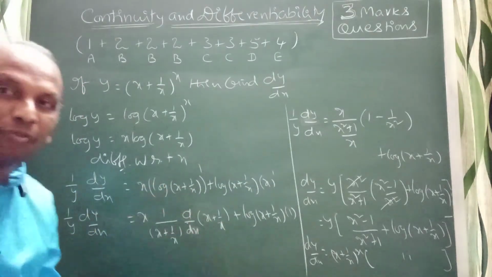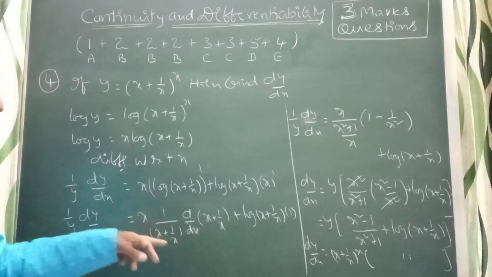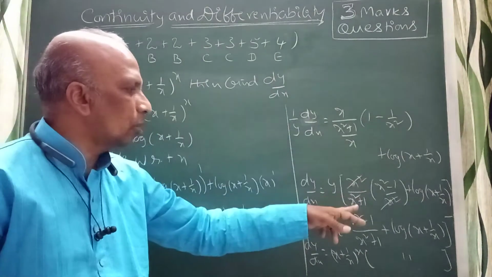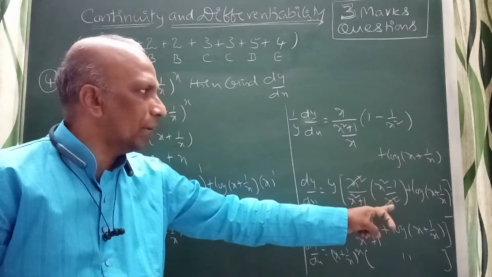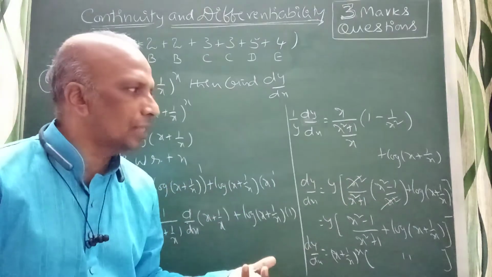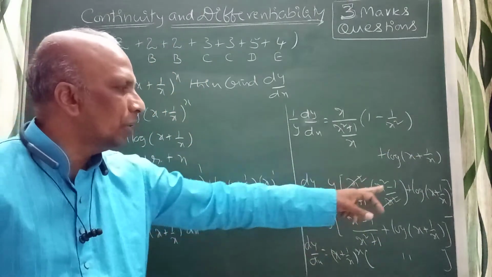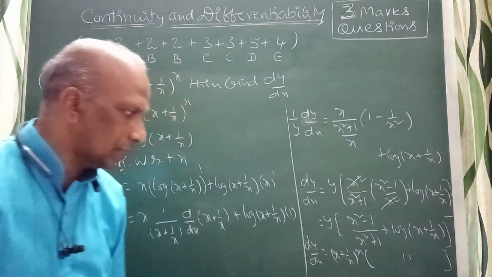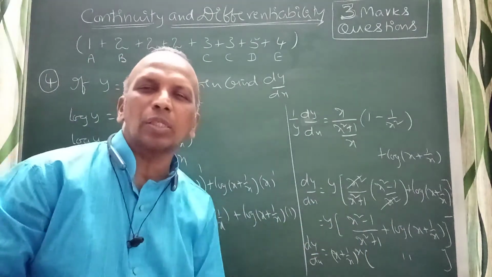Now further simplification. You write 1 by y dy by dx equal to, you take x square plus 1 by x. You take x up, you get x square by x square plus 1. You take LCM, x square minus 1 by x square will get cancelled. This is as it is here. Now you take y into x square minus 1 by x square plus 1 log of x plus 1 by x. Replace y with this one as it is, you write here. So this is the required answer.